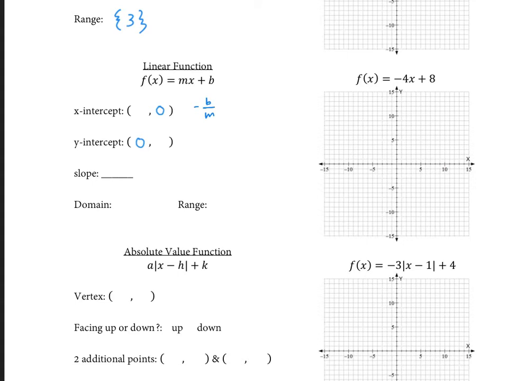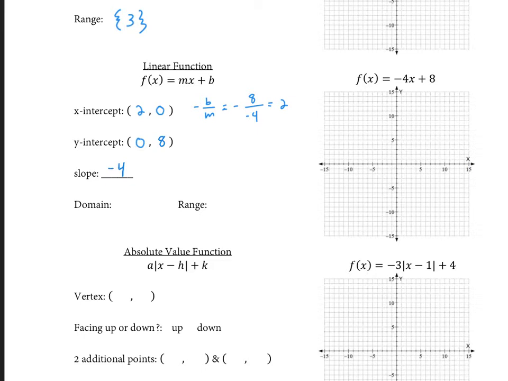And so for this one, this would be negative, b is 8, m is negative 4. The two negatives cancel, and then this is just 2. The x-intercept is 2. And you can see if you plug in 2 for x here, this whole thing equals 0. Okay, y-intercept is always 0 comma b, and you could also plug in 0 for x and see that you're just left with 8. So that's it. Okay, slope is just m, whatever is multiplied by x, so negative 4.